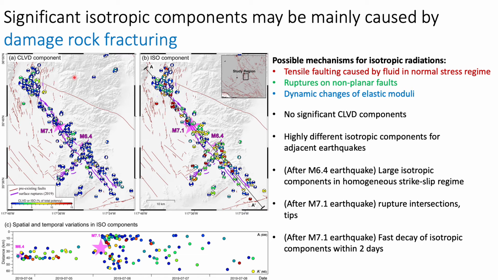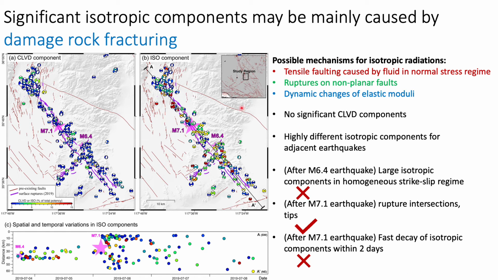There are no significant CLVD components, and adjacent earthquakes show highly different isotropic components. Between the magnitude 6.4 and 7.1 earthquakes, we observe large isotropic components in a homogeneous strike-slip stress regime. After the magnitude 7.1 earthquake, most events with significant isotropic components are located near the rupture intersections and tips, and the maximum isotropic components decay fast within 2 days after the mainshock.